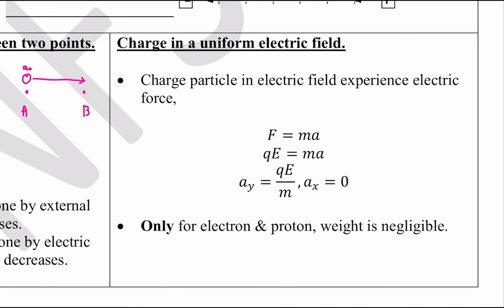Okay, so kita ada charge in uniform electric field. Charged particle in electric field experience electric force. So kita F equal to MA. So ini adalah untuk proton dan elektron saja. Kalau untuk proton dan elektron, weight is negligible. Sebab tu kita terus mention F equal to MA. So this is will be electric force. F equal to QE equal to MA. A will be QE over M lah. Okay, tapi A X sama kosong. So untuk ni kita tak ada bagikan X dengan Y component. So kita terus boleh kata A kita sama dengan QE over M.